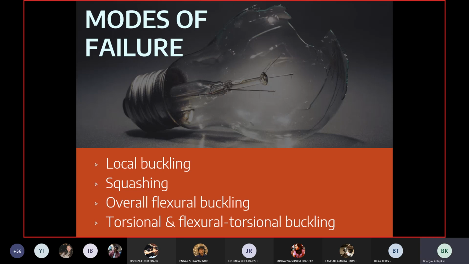So just like we did in tension members, we are going to look at various modes of failure, and then we are going to make sure that through our design, none of these modes of failure occur. So, would someone like to quickly revise what are the modes of failure in tension members?